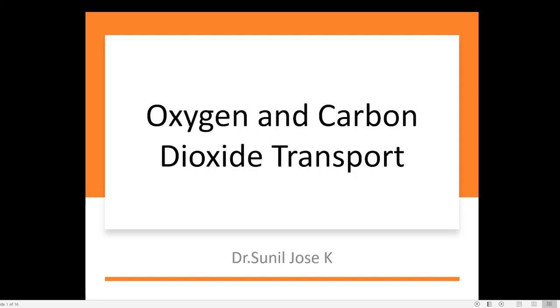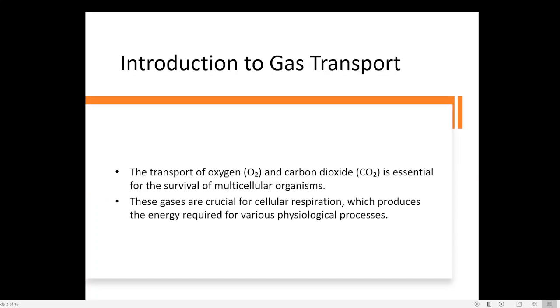So there are two topics in our syllabus. One is the chloride shift, and the other is transport of oxygen as well as transport of carbon dioxide. And we will start with how the gas transport is mainly taking place.